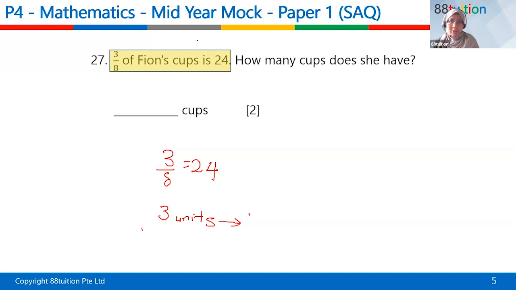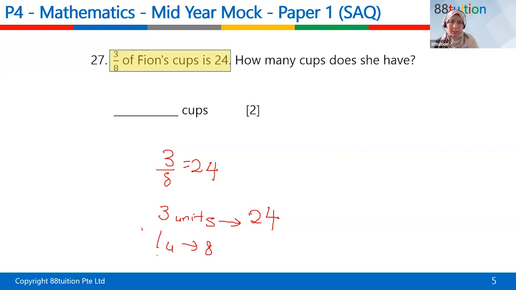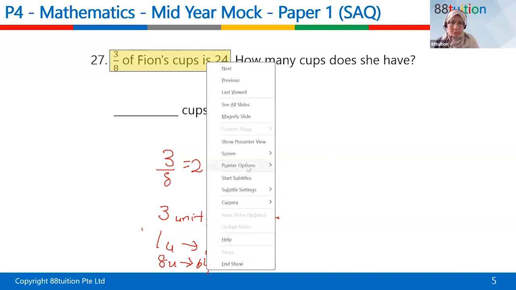Yes, Lilin, you raised your hand. Divide by 8. All right. So if 3 units is 24, 1 unit is? 8. And your total number of units would be 8 units. So your final answer would be? 64. So far, so good? All right, let's move on to the next one.